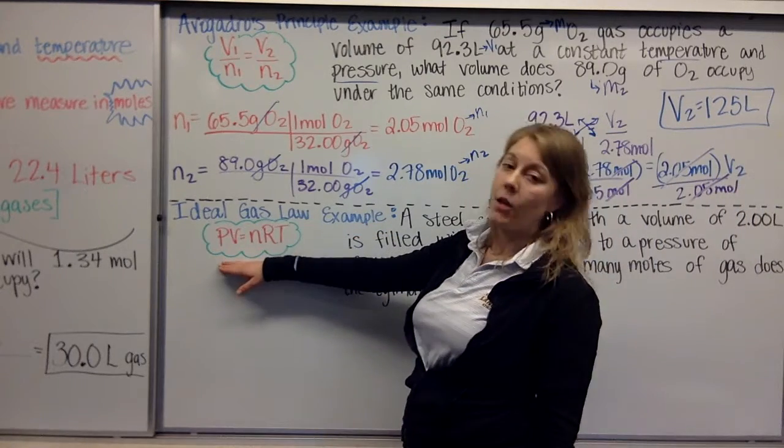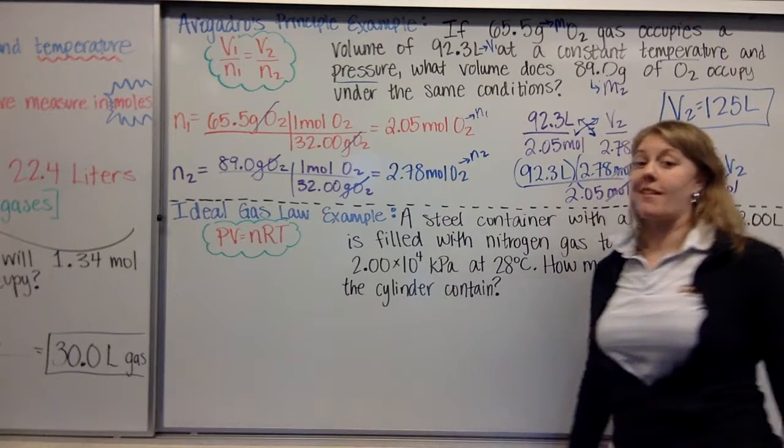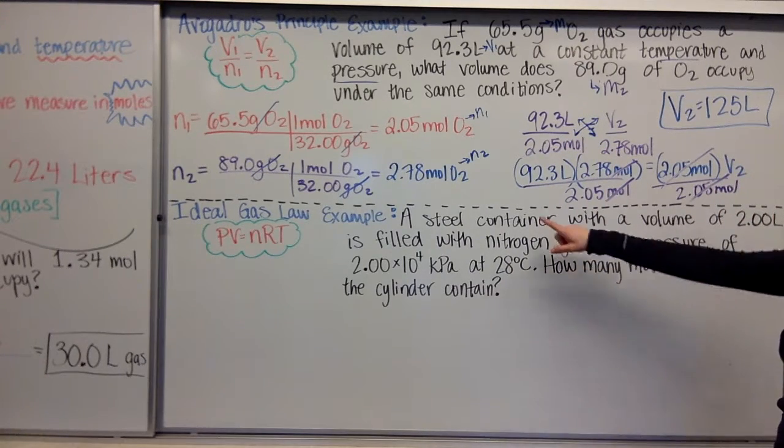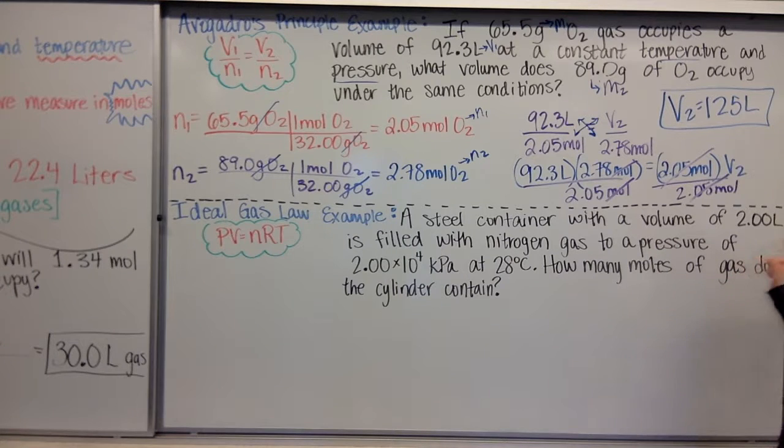Remember, PV equals nRT. You'll get so used to saying that you'll be sick of it. Here's my problem. A steel container with a volume of 2 liters is filled with nitrogen gas to a pressure of 2.00 times 10 to the 4th kPa at 28 degrees C. How many moles of gas does a cylinder contain?